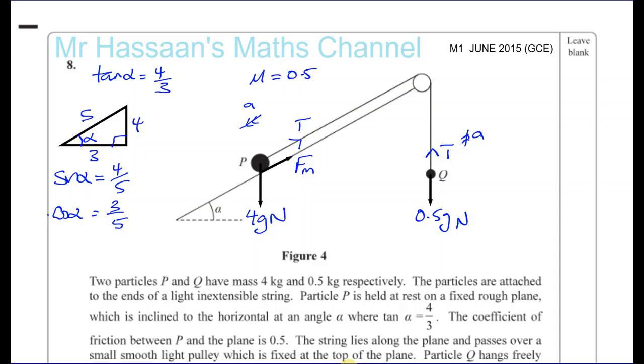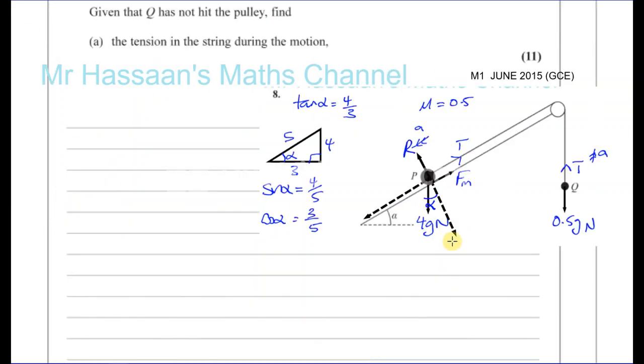So as we're going, this one is resolved going into the angle, perpendicular to the plane. This is going to be 4g times cosine of alpha newtons. And this will be 4g times the sine of alpha newtons, because it's resolved away from the angle. When you resolve a force, moving into the angle it's cosine, away from the angle, sine. That's 90 degrees there.